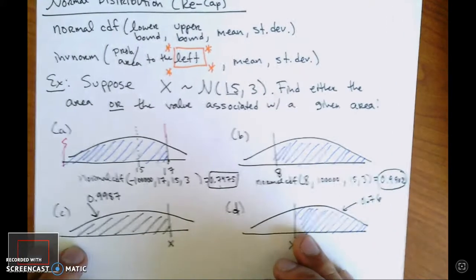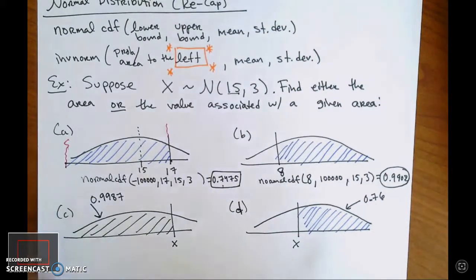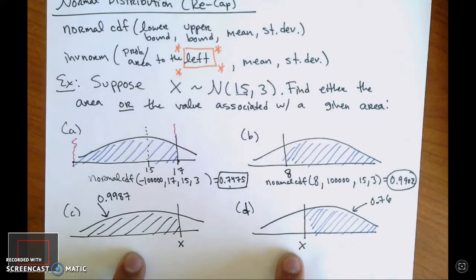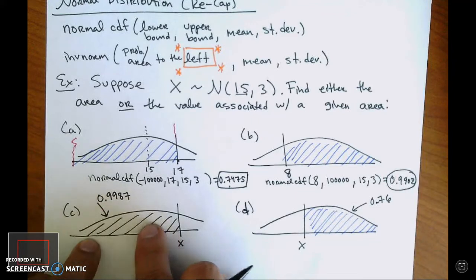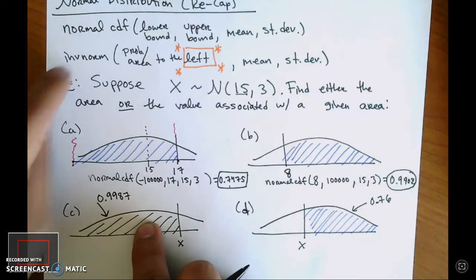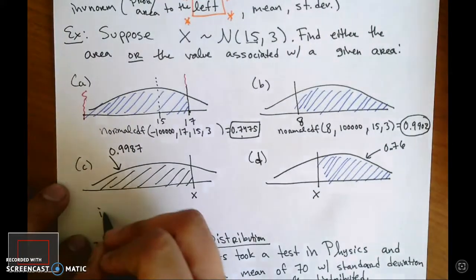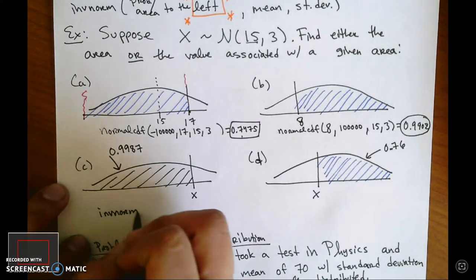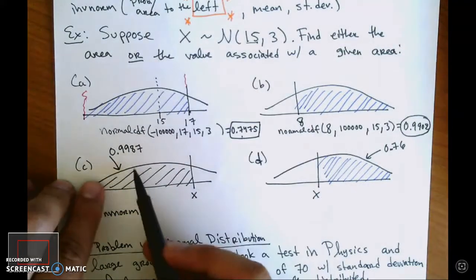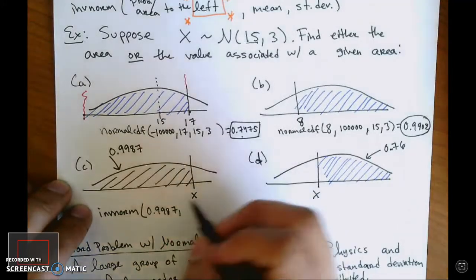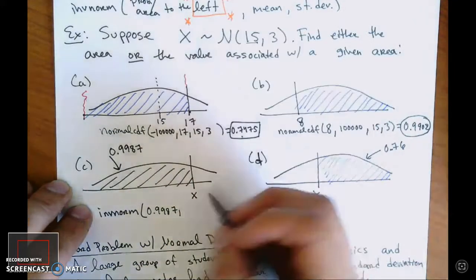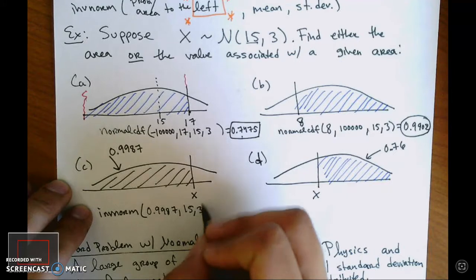But anyways, now these two problems are a little bit different, because now you want to figure out what the value is given the probability. They tell you this area is 0.9987, so this is where we're going to use inverse normal. The probability, the area to the left, is already given to you, so this is going to be 0.9987. And then the mean is still the same thing, 15, with a standard deviation of 3.